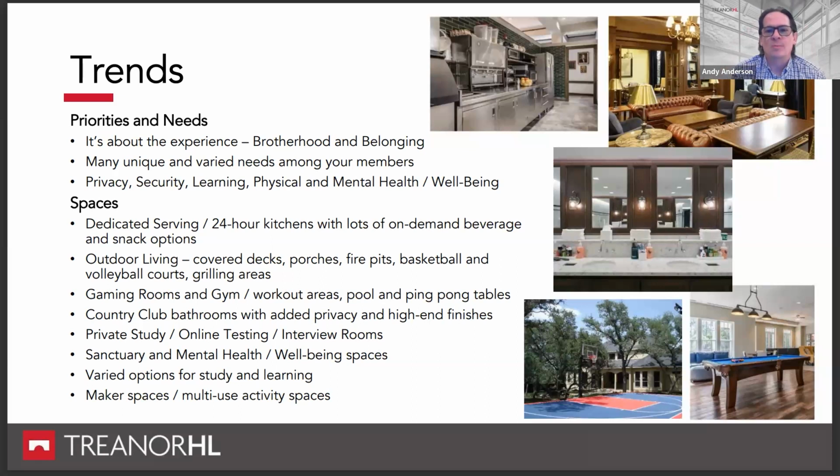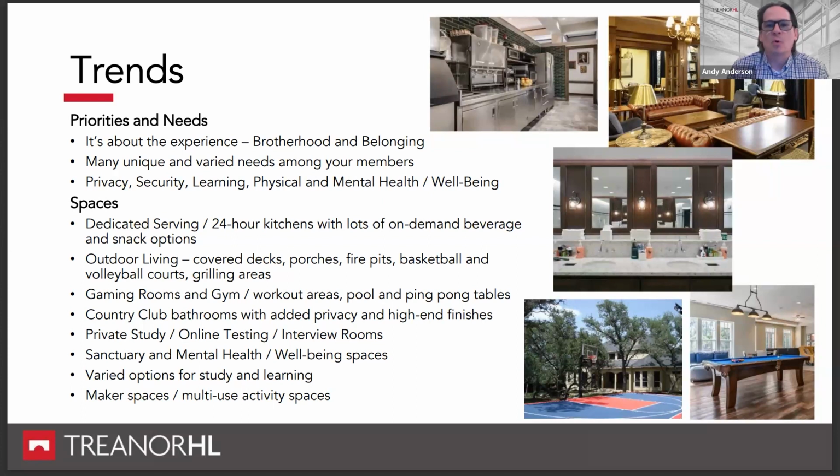But it's also important to remember that a lot of the young people coming to college today are very unique in terms of their desires and needs. You have a very diverse population now. Everyone has unique needs and challenges, so it's important to understand those. But in general, we see that a lot of the priorities are privacy, security, learning, their education. A lot of these students really take their education seriously, even when they're in a fraternity, and their physical and mental health, and their well-being.